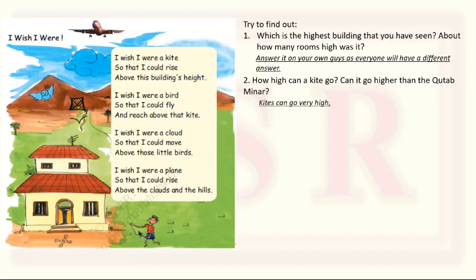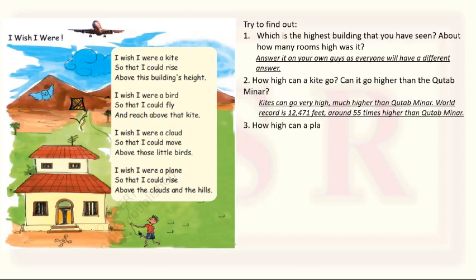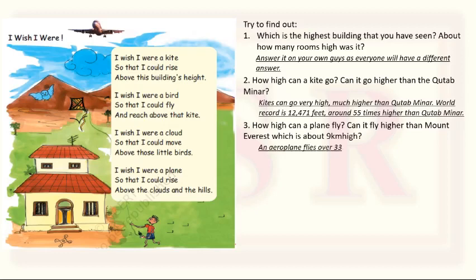Kites can go very high, much higher than Qutub Minar. World record is 12,471 feet, around 55 times higher than Qutub Minar. How high can a plane fly? Can it fly higher than Mount Everest, which is about 9 kilometers high? Let's see. So an aeroplane flies over 33,000 feet. Height of Mount Everest is around 29,000 feet. So an aeroplane can fly higher than Mount Everest.